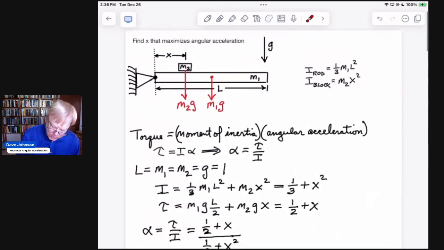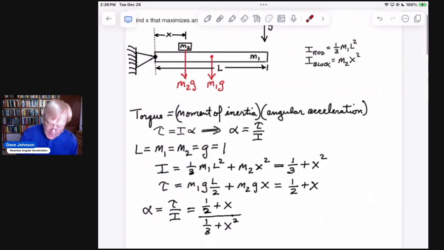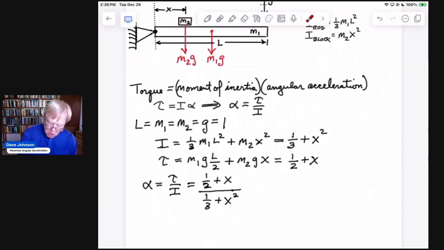And so it turns out that you don't want to put the block all the way at the end. Why? Well, let's think about this for just a moment. If you increase x in the angular acceleration function, that increases the numerator, but it also increases the denominator. In fact, it increases the denominator more once x is past a certain point.